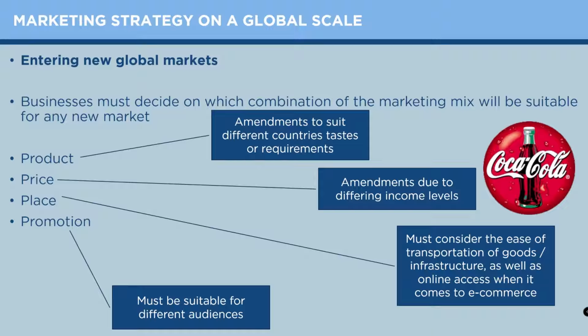The other consideration to make in terms of infrastructure is that infrastructure also includes things like access to the internet. And so how much online access does a country have? If you're an e-commerce based business or you look to take advantage of e-commerce, that's going to be a consideration when you determine how you approach e-commerce in a different country. And then promotion must be suitable for different audiences. We're going to talk about this a little later when we look at ethics in different countries, but there are plenty of examples of countries that have different beliefs, and therefore certain adverts that might be suitable in one country might not be suitable in another.